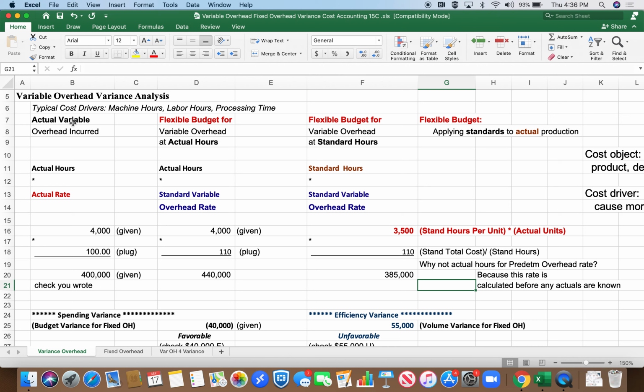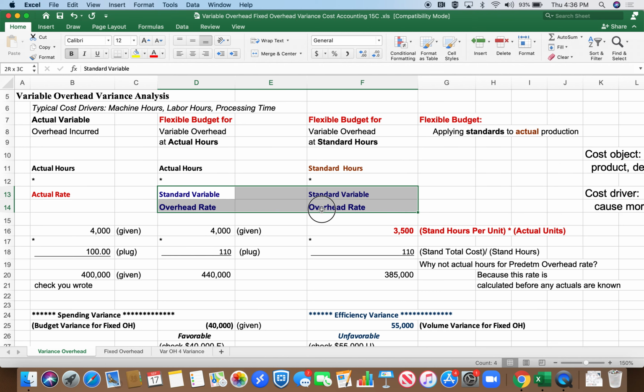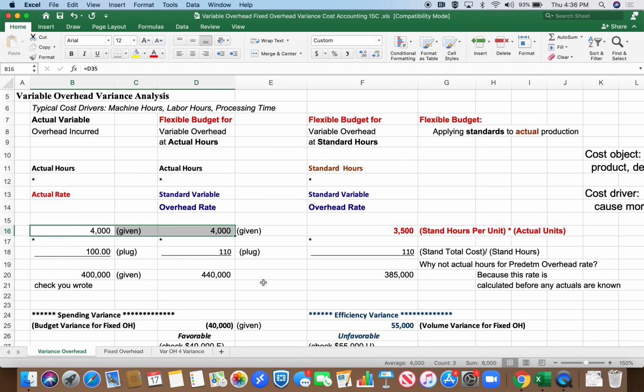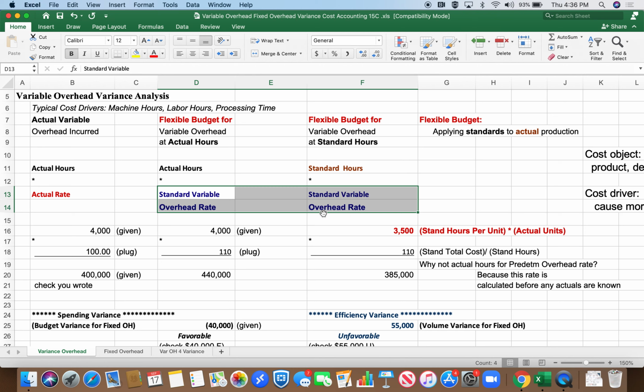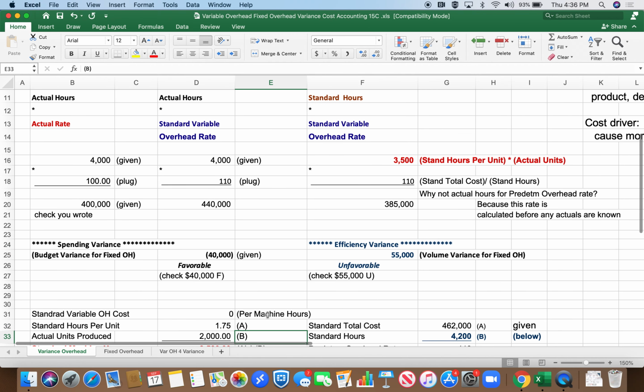Now in the middle, you'll see that we have a mix. It includes actual hours. It also includes the standard overhead rate. And you'll see that we multiply 4,000, the same actual hours. We use the standard overhead rate in blue, which is 110, and I multiply down and I get 440,000. Now, a variable overhead variance can be split into two different categories: spending variance and efficiency variance.